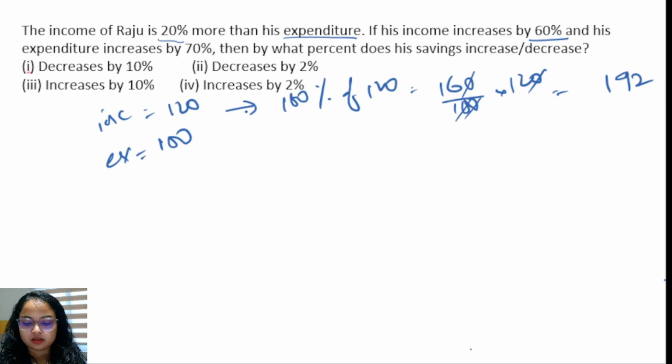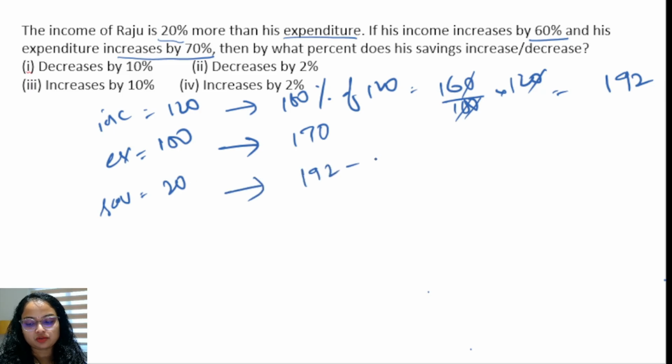And his expenditure increases by 70%. So it is 100 plus 70. It is 170 rupees is the new expenditure. So what is his savings? His previous savings is 120 minus 100. It is 20 rupees. And his new savings is what? It is 192 minus 170. It is 22 rupees. Then by what percent does his savings increase or decrease?